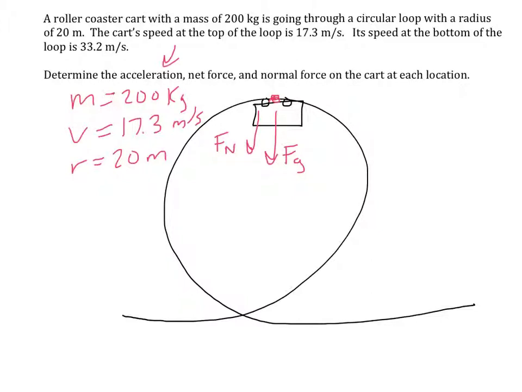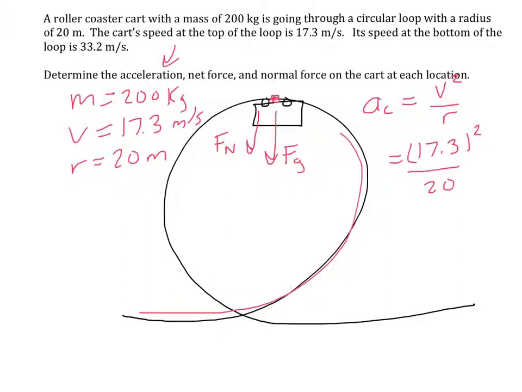If the cart is traveling in a circle, as it claims to be, going around in a circle, then the acceleration is simply centripetal acceleration. So the acceleration is simply v squared over r, and that will tell us the acceleration at the top of the loop. In this case, it's 17.3 squared over 20. If I calculate that, the acceleration of the cart is about 14.96 meters per second squared at the top of the loop. That is how much it is accelerating around.